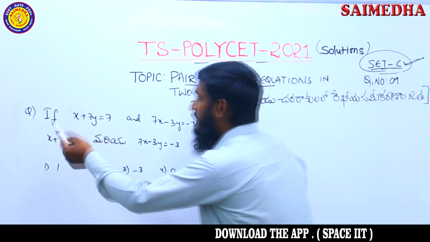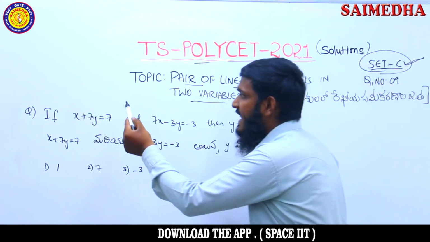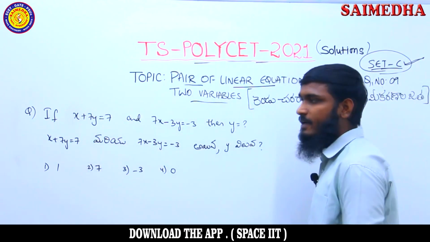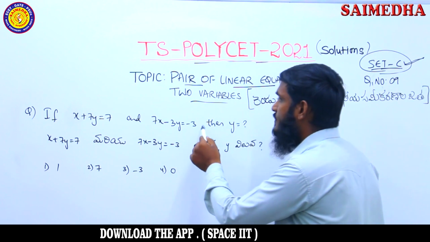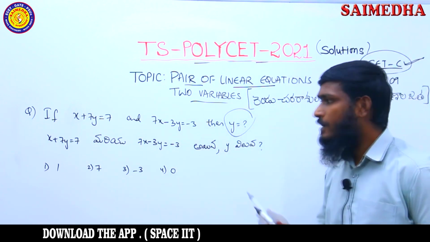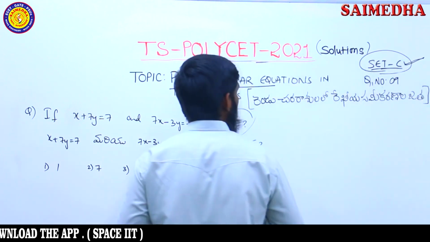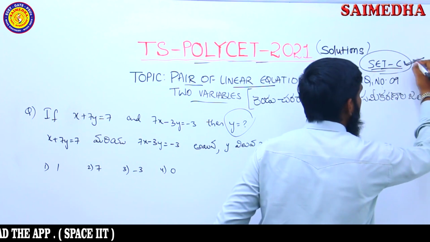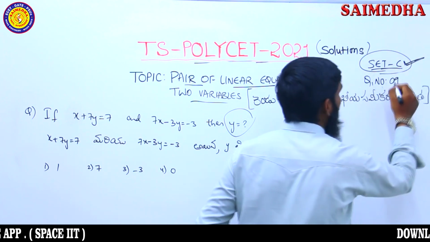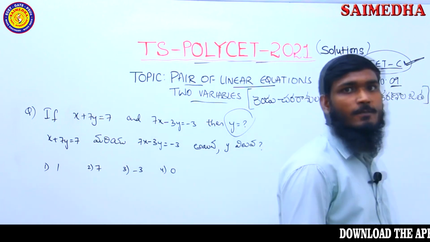Let us see the other question from the topic pair of linear equations. If x plus 7y is equals to 7 and 7x minus 3y is equals to minus 3, then you have to find the value of y. You have to find the value of y over here. This question was asked in set C of your Polycet examination, and the question number is 9. This is your 9th question from set C.